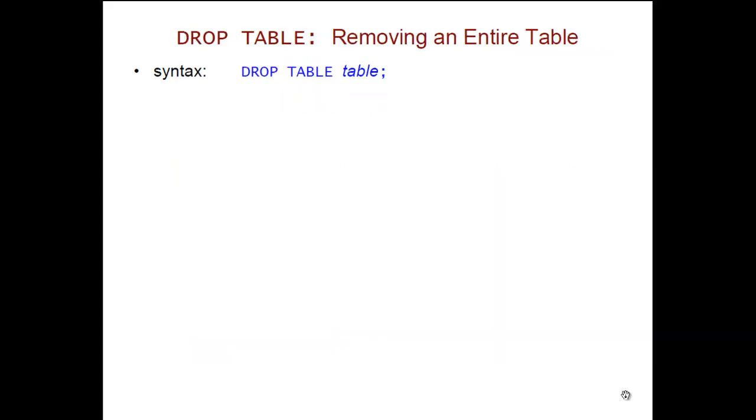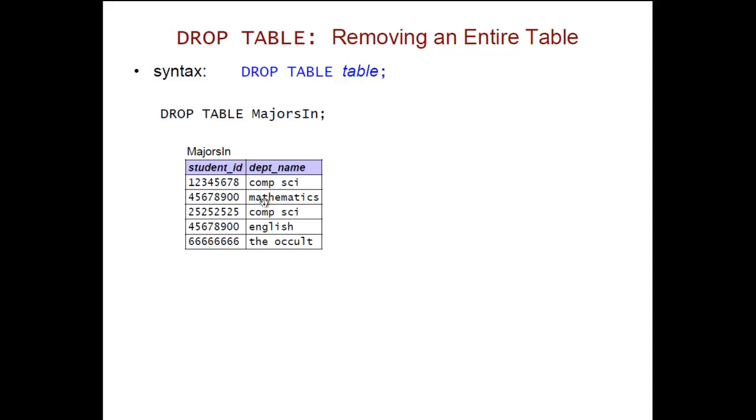Our final command is the drop table command. This removes an entire table. The syntax is very simple. For example, drop table majors in, and it eliminates the table completely. All of the data in that table is gone, as is the table itself. And the system will not ask you if you're sure, so you want to make sure you're sure before you do this. It's a very drastic change.